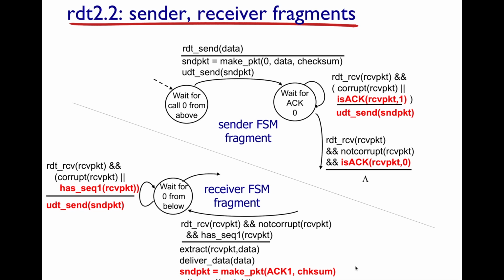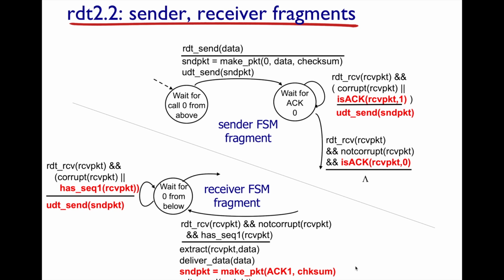So we have a wait for 0 from below. We also have a wait for 1 from below. So let's take a look at this wait for 0 from below. Okay, remember this is the receiver. So the receiver is waiting for incoming packets to come in from its network layer below. So we have the RDT receive, and if you're waiting for 0 from below, that means that either you get packet 0 or you don't. You get something out of order.